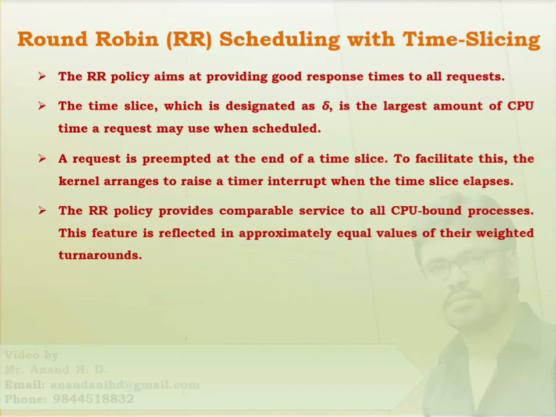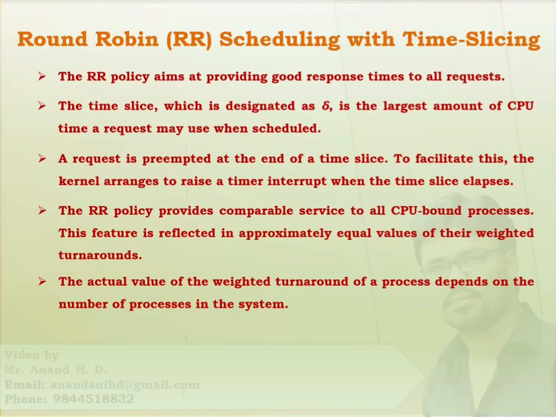The round robin policy provides comparable service to all CPU bound processes, which results in approximately equal values of weighted turnaround times for all services. In round robin policy, the actual weighted turnaround time of a process depends on the number of processes in the system. That is, if the number of processes is more, then the weighted turnaround time will also be more, and if the number of processes is less, then the weighted turnaround time will also be less.